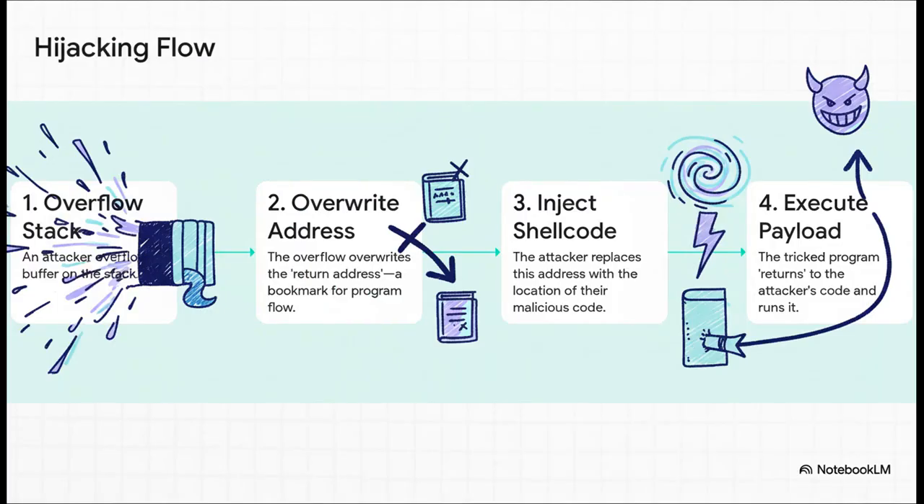Now this is the really clever part. This shows the hijack step by step. You see, on that stack, there's this critical piece of data called a return address. It's basically a bookmark that tells the program, hey, after you finish this job, go back here. The attacker's overflow writes over that bookmark and replaces it with the address of their own malicious code. So when the program finishes its job and looks for the bookmark, whoops, it's been tricked into jumping straight to the attacker's code instead. Game over.